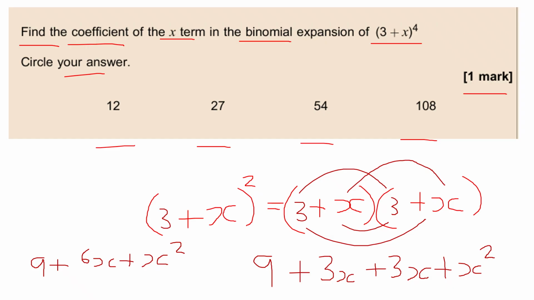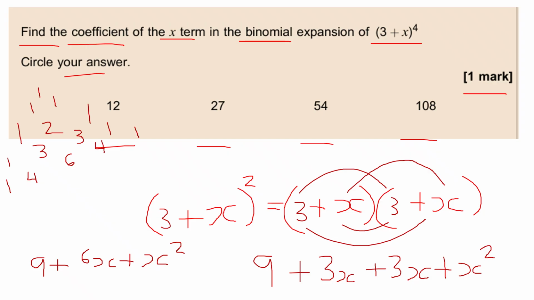So find the coefficient of the x term. (3 plus x) times (3 plus x), we get this. Let's write out the binomial expansion using Pascal's triangle. So 1, 1, 1, 2, 1, 1, 3, 3, 1. That's power of 0, power of 1, power of 2, power of 3. Then we go one more: 1, 4, 6, 4, 1.